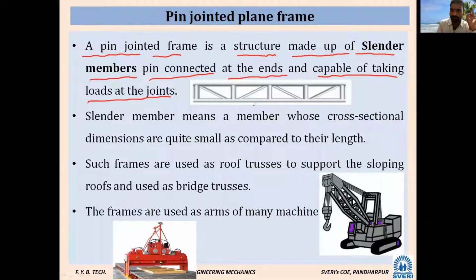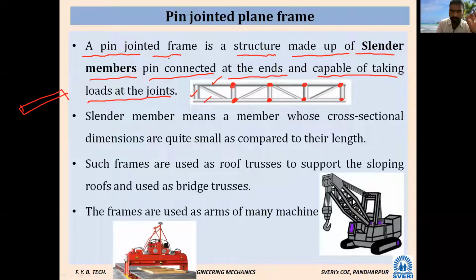See, this is one structure. The members are slender. Slender means one dimension is very long as compared to its cross section. Length is very large as compared to its cross section. That is called a slender member. So this is slender, this is slender, this is slender. The ends are connected, end to end. So this is one member connected to this member. Which type of connection is this? Pin connection. Yes, good, pin connection.